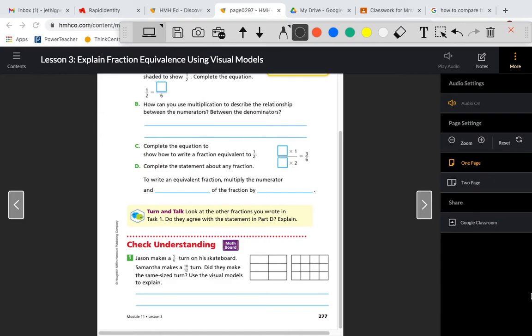Okay, so let's look at check understanding. Jason makes a 5/6 turn on his skateboard. Samantha makes a 10/12 turn. Did they make the same size turn? Use the visual models to explain. So first let's fill in our visual models. So let's start with 5/6. We have 6 equal parts, okay, and we're going to shade in 5 of them.